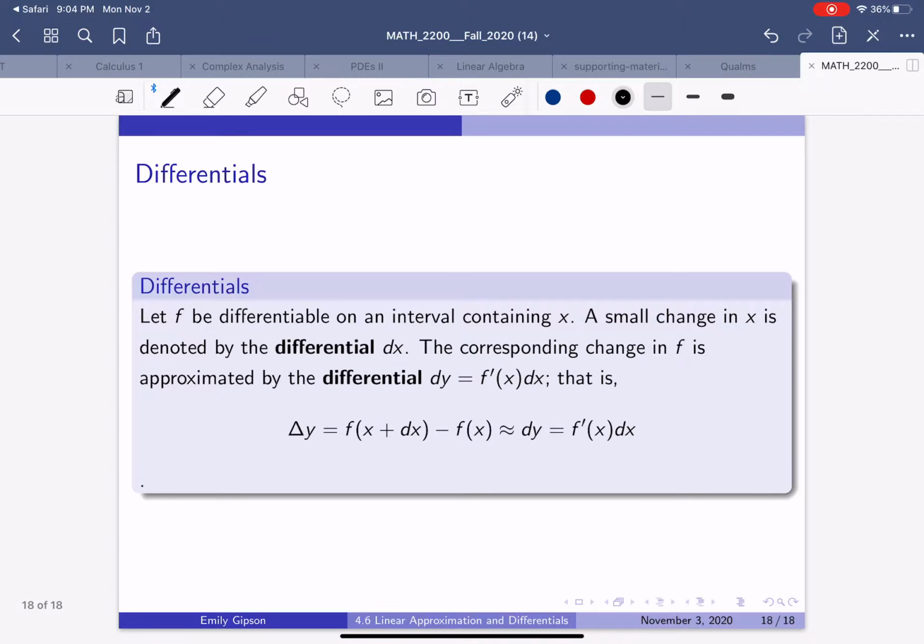That being said, let f be differentiable on an interval containing x. A small change in x is denoted by the differential dx. We've changed from an uppercase delta to a lowercase d. The corresponding change in f, our function, not our linear approximation, is approximated by the differential dy, so that delta y from L of x becomes dy. And dy equals f prime of x times dx.